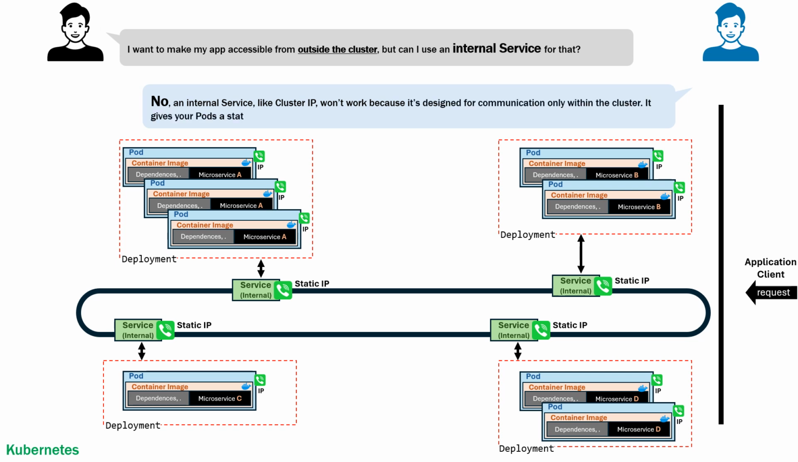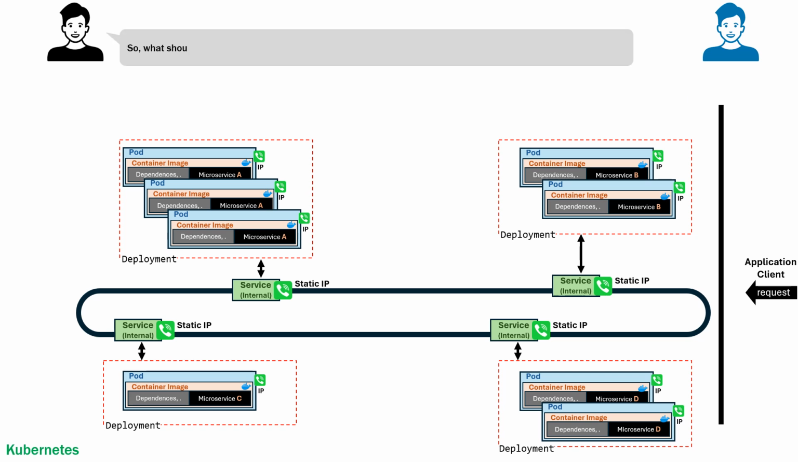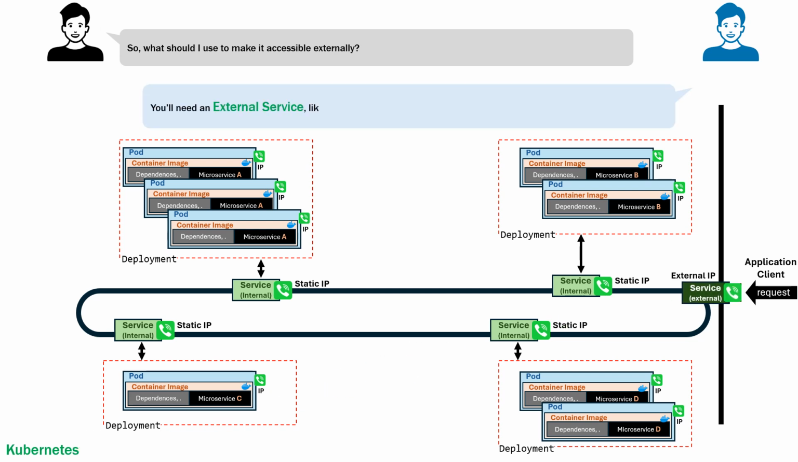It gives your pods a static IP for other pods to reach them but doesn't expose the app to external users. So, what should I use to make it accessible externally? You'll need an external service, like NodePort for direct node access or load balancer for an external IP.